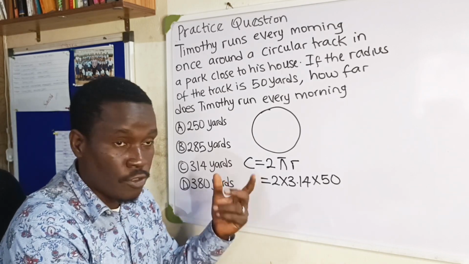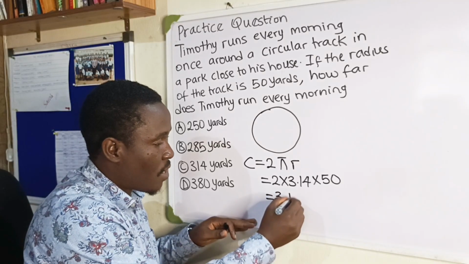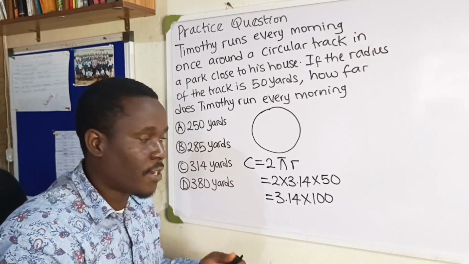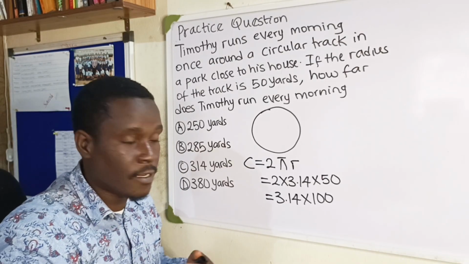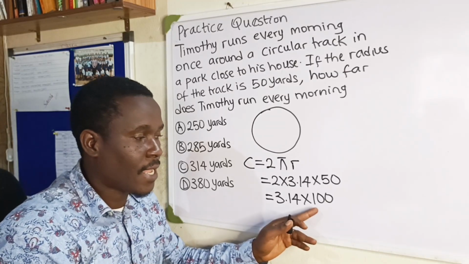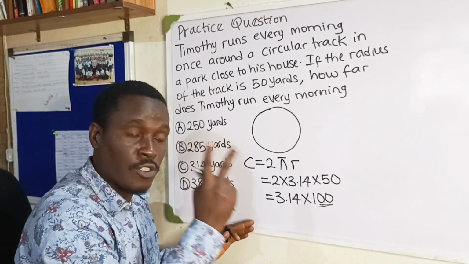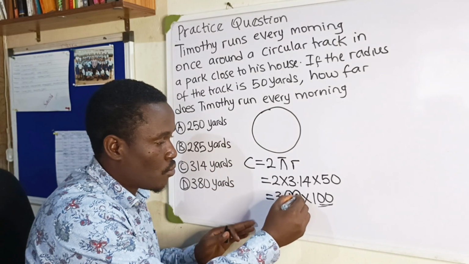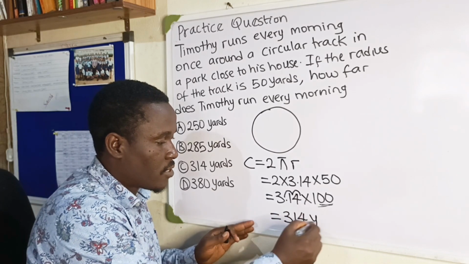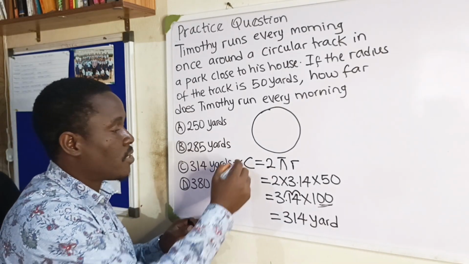Okay, so for us to do this, we know that 2 multiplied by 50 is going to give us 100. So we have 3.14 multiplied by 100. And whenever you are multiplying any value by 100 or any other multiple of 10, you move the decimal points based on the number of zeros that are attached to 1. So here we have 2 zeros attached to 1. So we move the decimal point twice. 1, 2. So our final answer is going to be 314 yards. Okay, very simple. So the answer to this question is option C.